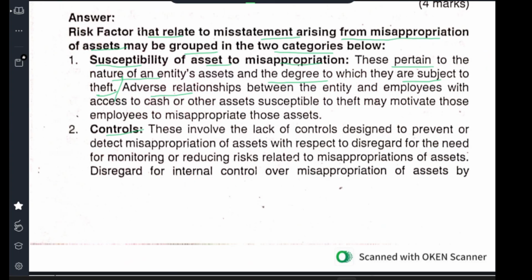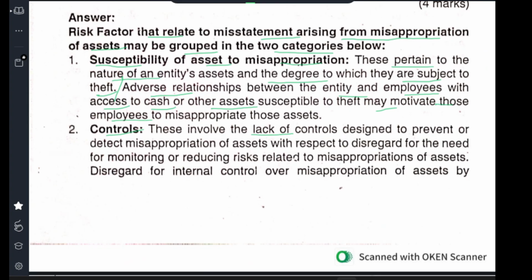There may be an adverse relationship between the entity and the employees with access to cash or any other assets, susceptibility to theft, and any motivation for these employees to misappropriate the asset. The asset is used by the employees without the knowledge of the employer. That is the control risk.